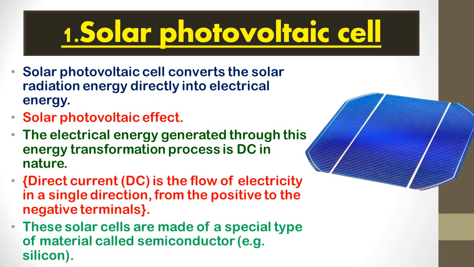Okay, and these solar cells are made up of a special type of material called a semiconductor. Now what is a semiconductor? Semiconductors are materials which have a conductivity between conductors and insulators or non-conductors. And here in this photovoltaic cell, silicon is used as the semiconductor.